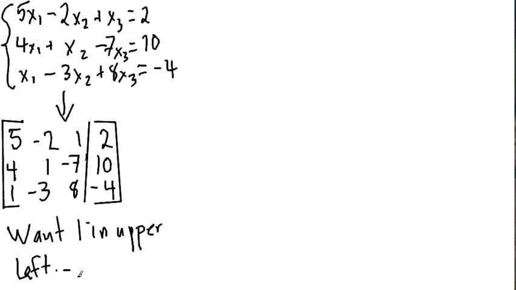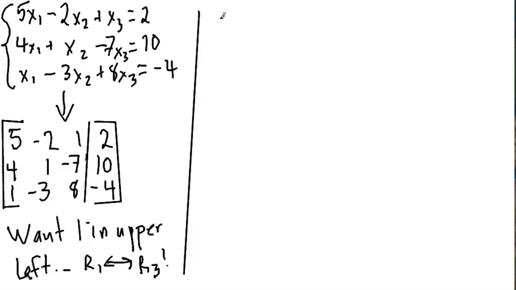And again, there are two ways to do this. We could divide by the first entry of the top row, or this time we're going to swap rows 1 and 3 because row 3 has a 1 at the beginning. So when we do that, this is the matrix that we come up with.